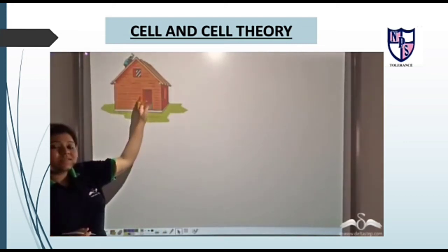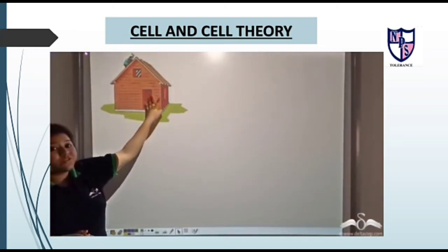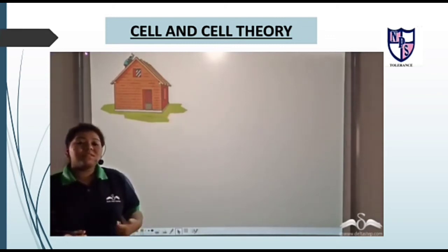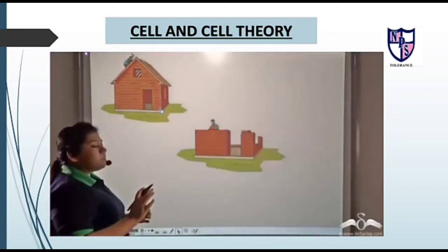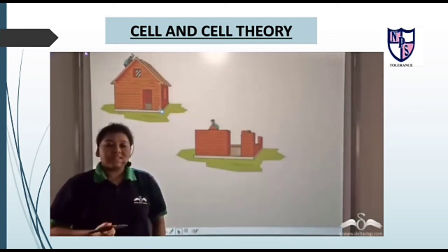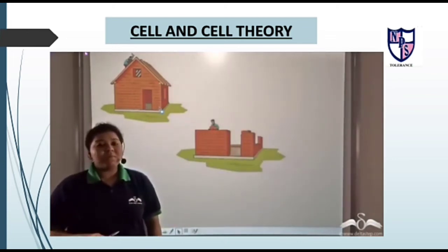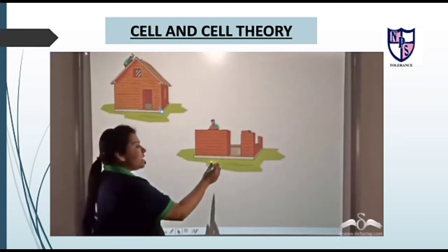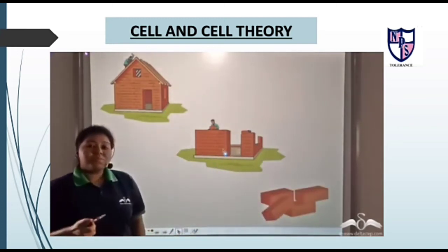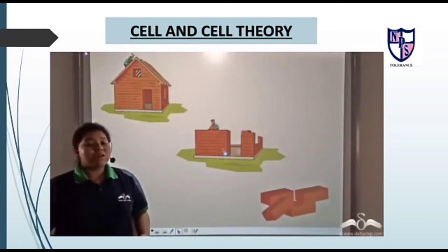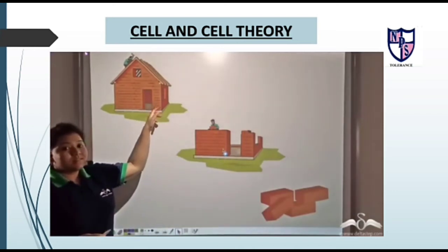This worker is building this beautiful house. So what is a house made up of? A house is made up of several walls. And what is a wall made up of? A wall is made up of individual bricks. So bricks are the building blocks of the house.